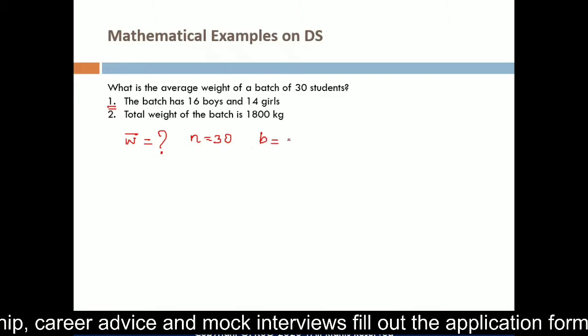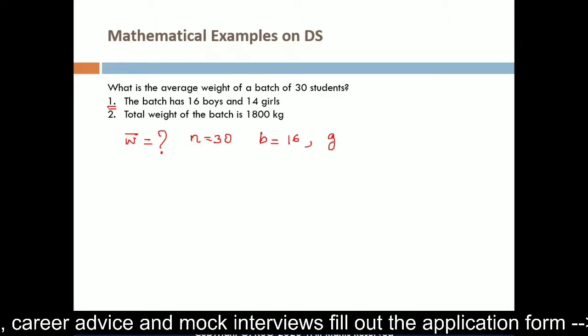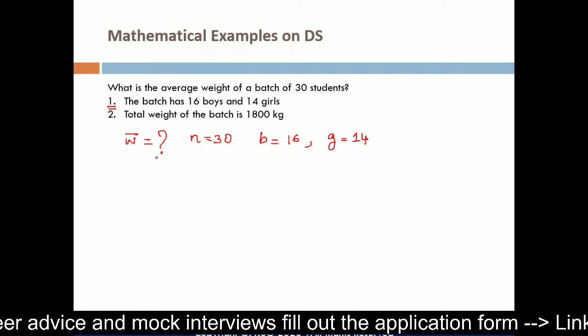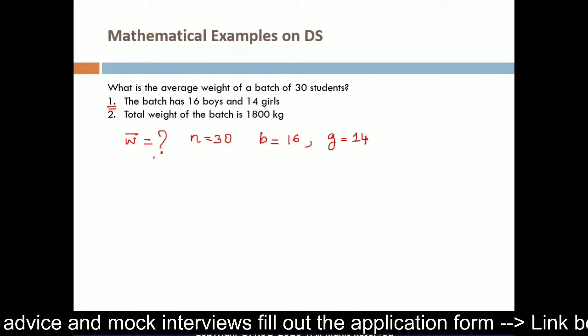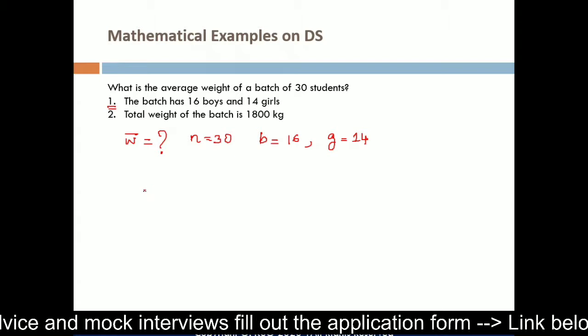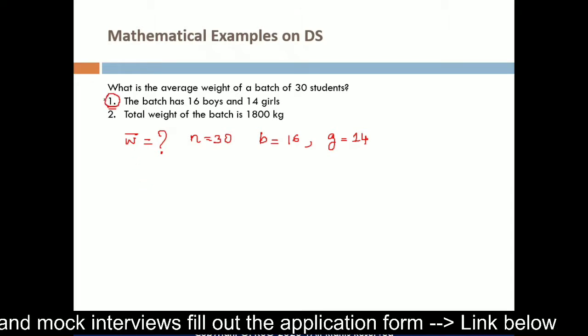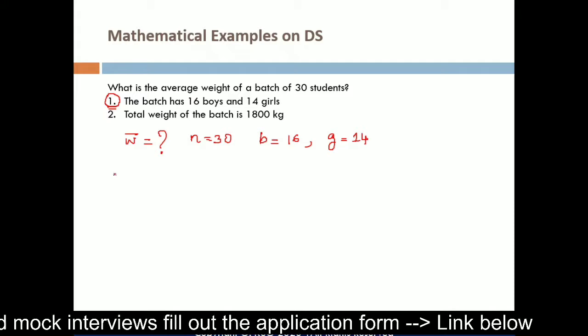Okay, so boys equal to 16 and girls equal to 14, and we have to find out what is the average weight of a batch of 30 students. So let us think for a moment. Can we use the data provided in pointer number 1 to solve this problem?